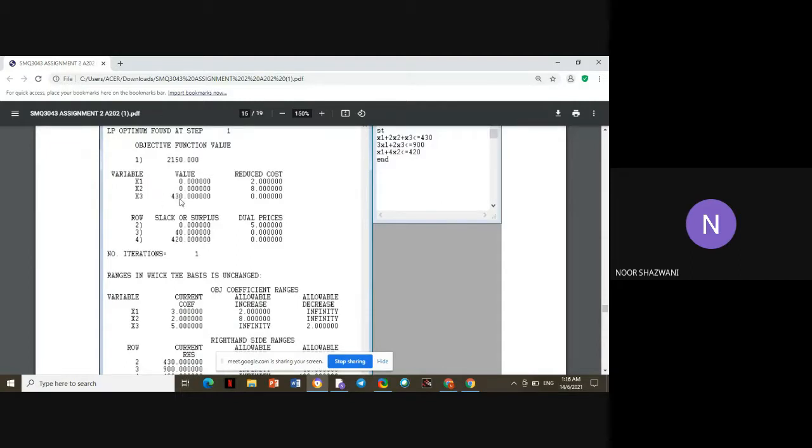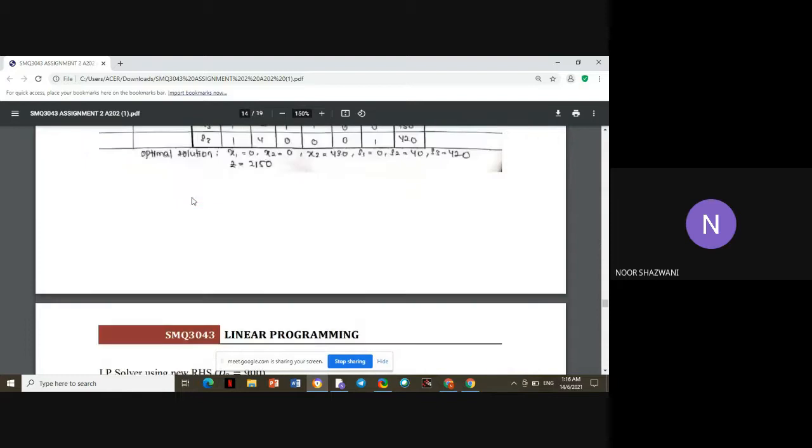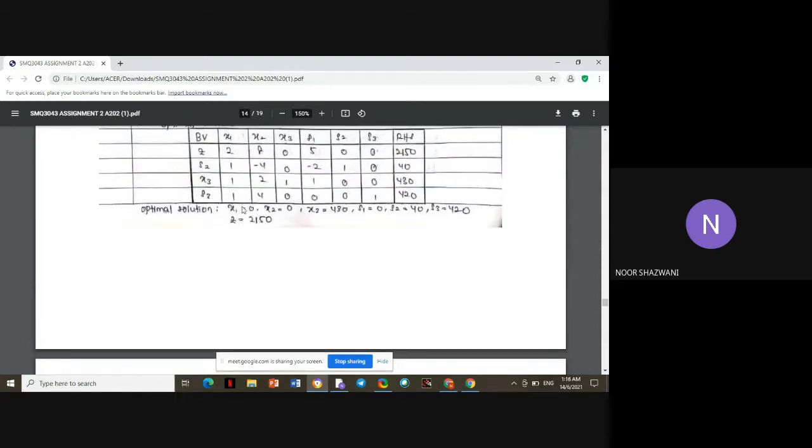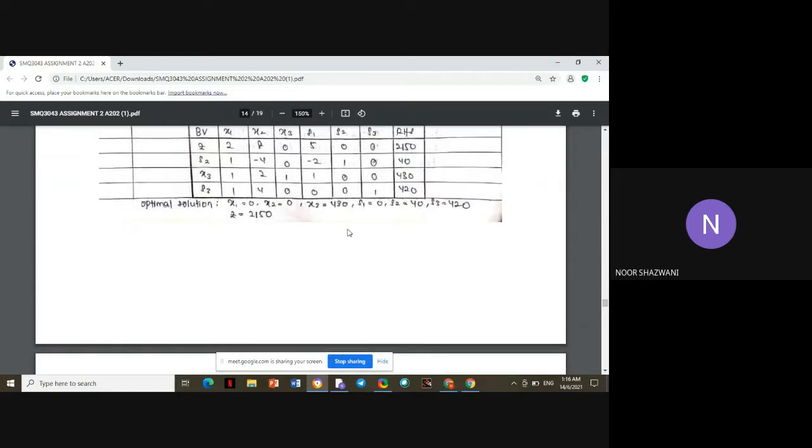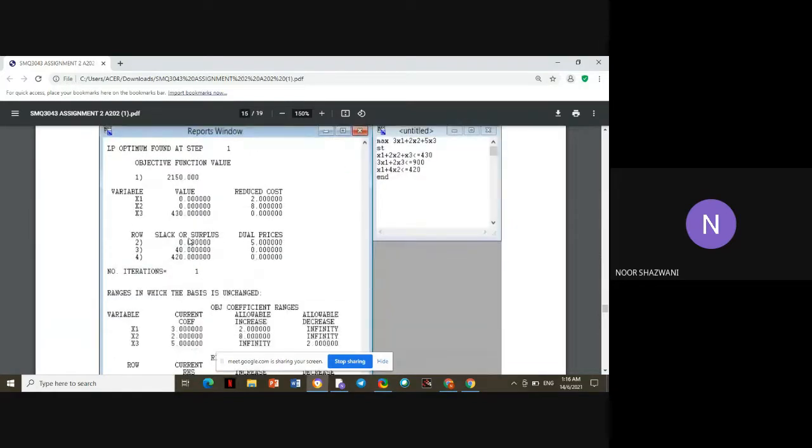For the x values, x1 is 0, x2 is 0, and only x3 is 430. Okay, this one is the same. And then for the slack variables, s1 is 0, s2 is 40, and s3 is 420, which is also the same answer as the LP solver, this one. So from this answer, it also proves that the answer is the same as the LP solver. So that's all from me. Next, we proceed with the next question.